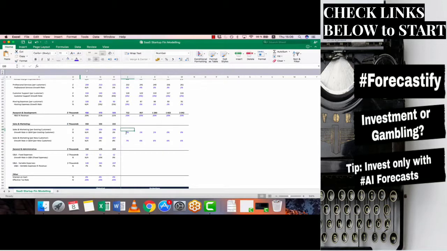So for now we are using the same formula here, copying this across, and here calculating our total numbers. Okay, general and administrative. Let's assume that the trend will continue.